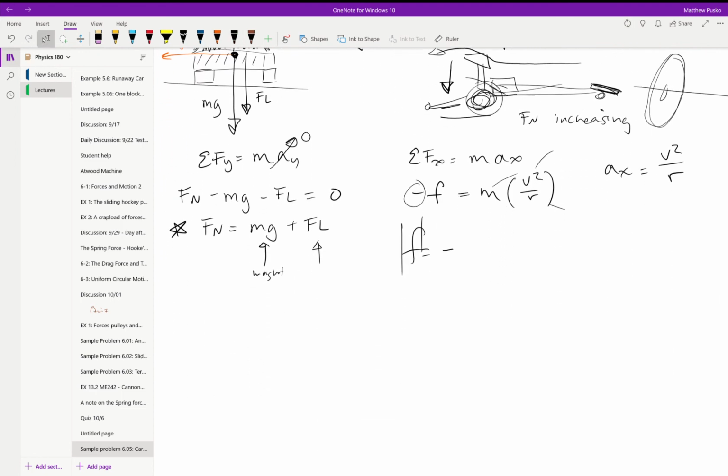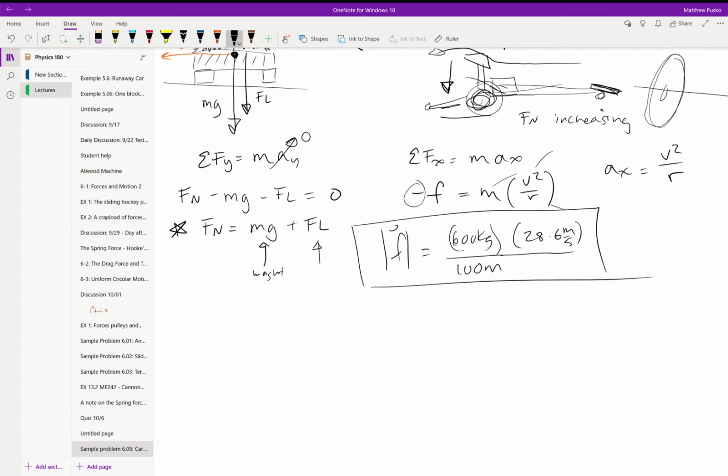So I'm just going to say that we have a magnitude of the frictional force, and that would be equal to mv squared over r. It's going to be acting to the left, so the minus sign does indicate that. We have those numbers. We have 600 kilograms, a radius of 100 meters, and the speed, or v, is 28.6 meters per second. So we can calculate the magnitude of the frictional force right there.